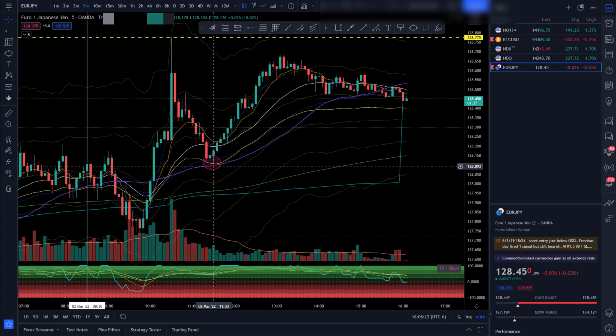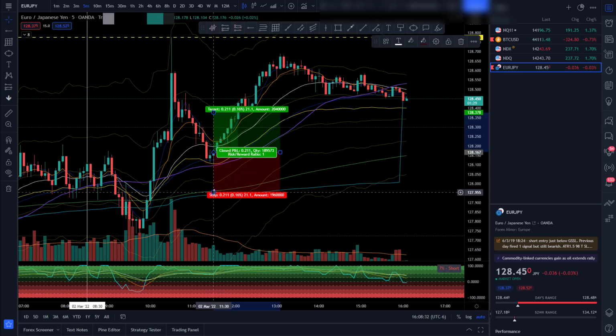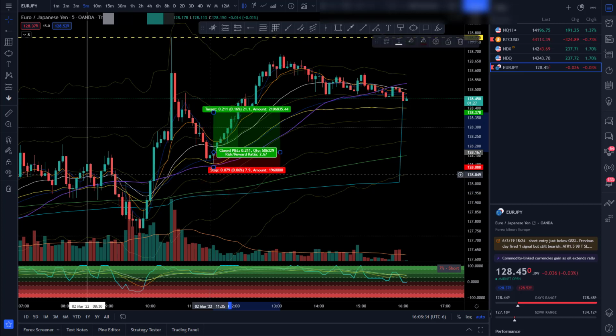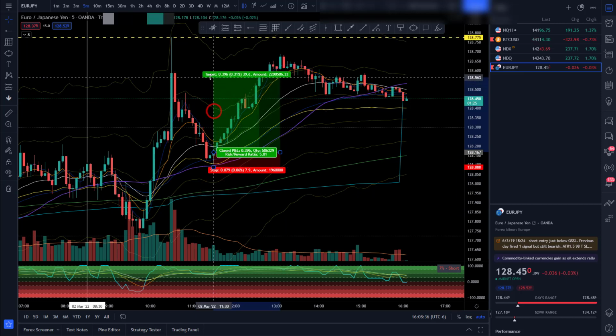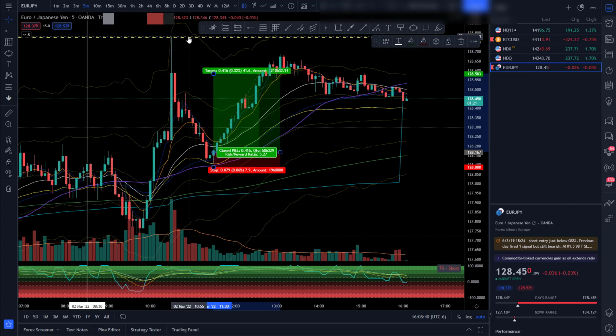Where did I put my stop loss? Real simple. You should guess right below the RDA. I think I went long right here, and then put my stop loss right there. Where's my target? My target was right here, just below this level. That was my target.